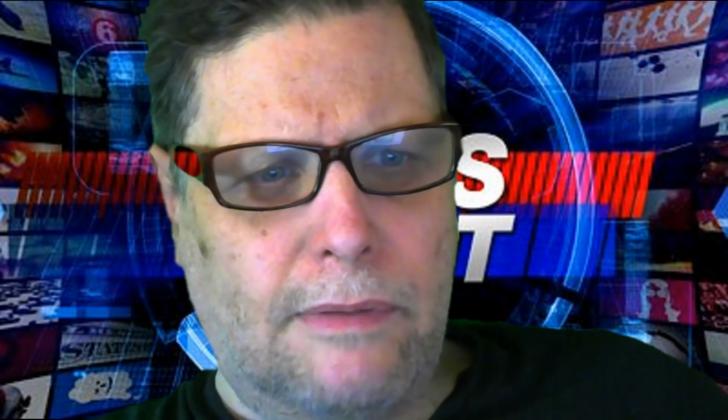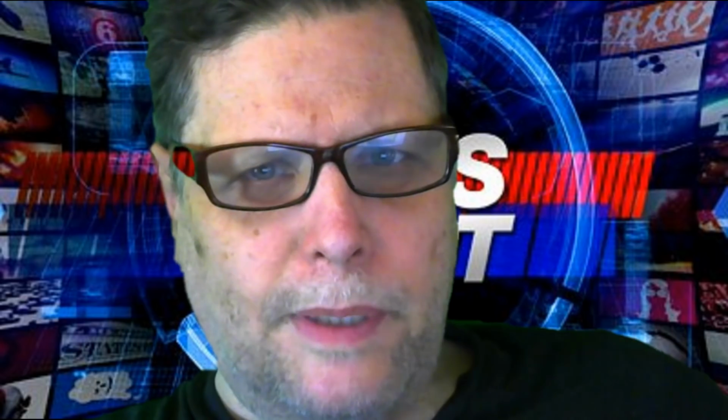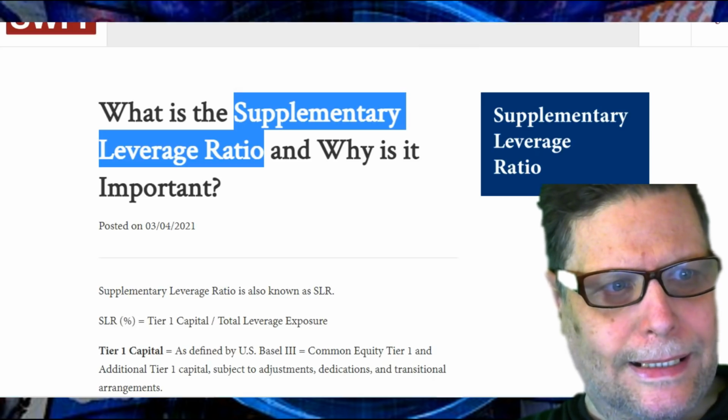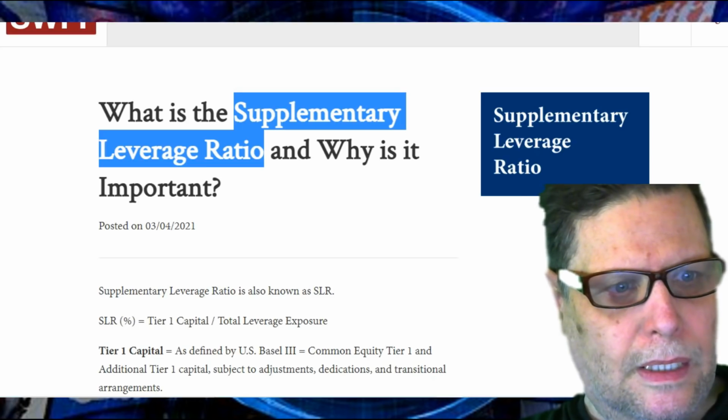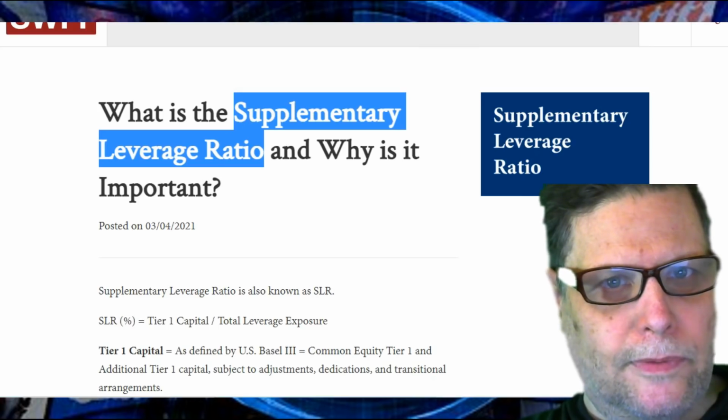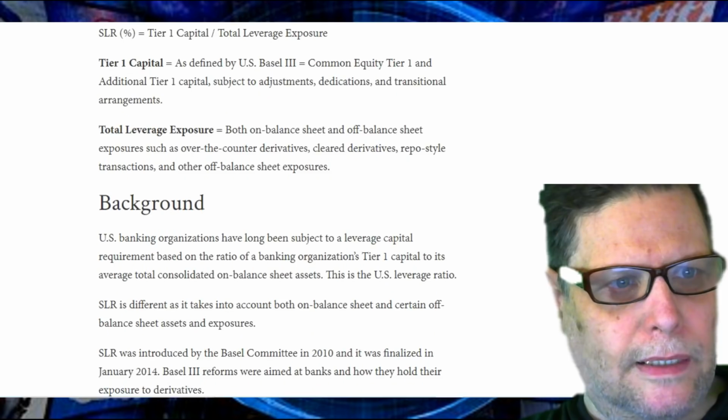Now, we're going to get right in there today, and we're going to open up the charts right here and take a look. First thing I want to talk about today, the supplementary leverage ratio. It's called the SLR. Let's go over it right here and try to take a quick look at what it is.